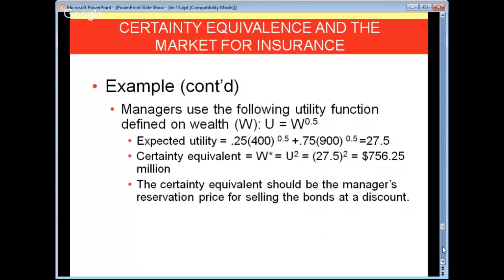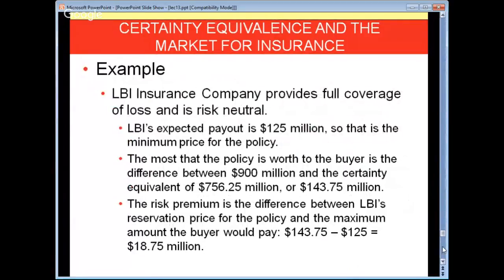How much would he be willing to pay somebody who would insure the bonds? In other words, they pay the difference between what the bond pays you and the face value. So if the bond issuer pays you face value, the insurance company gives you nothing. If he gives you 400,000, you make up the difference, or at least part of it, depending on how the policy is struck, if you have a deductible or not. So LBI provides full coverage of loss and is risk neutral. In this case, the insurance company is risk neutral.